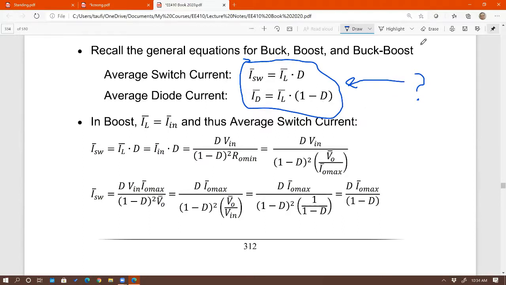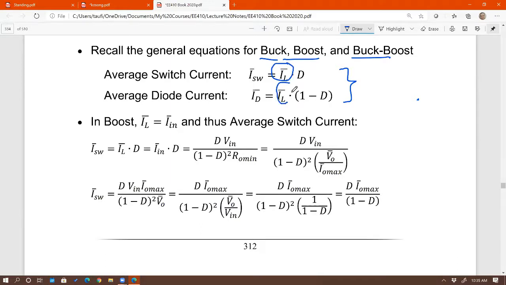What makes the difference between buck and boost? The general equation stays the same. What changes is going to be the difference between the equation for buck and for boost. The inductor current versus the source current? The inductor current. Yes, so you have the same general equations for a buck, for a boost, and for a buck-boost as well. You can use the same equations. This is the starting point to find I switch average current and I diode average current. What makes the difference between all three, buck, boost and buck-boost, is the IL average value.